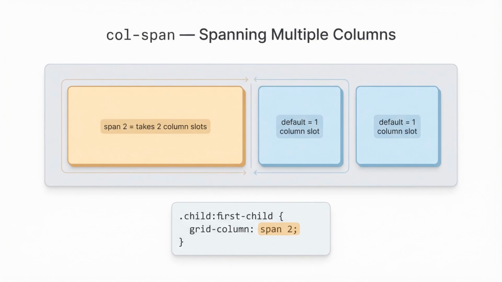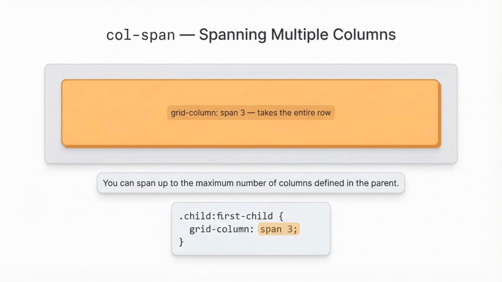Now, what if one item needs more space than others? That's where col span, or more precisely, grid column span n, comes in. The instructor uses a land analogy. Imagine a father with 3 plots of land. Each child normally gets 1 plot, but if the eldest son needs 2 plots, you assign grid column span 2 to that element. It takes 2 column slots, and the others take 1 each. You can even span all 3 columns, giving one item the full width of the row. The span value can go up to however many columns the parent has defined. This is how you create asymmetric layouts within a grid, mixing full width elements with smaller ones.